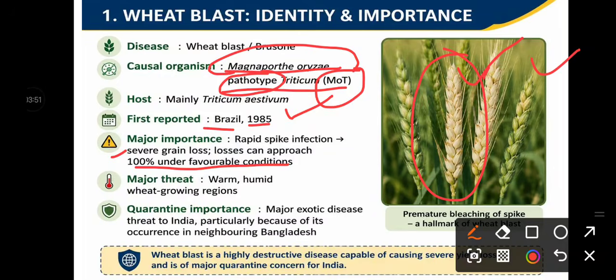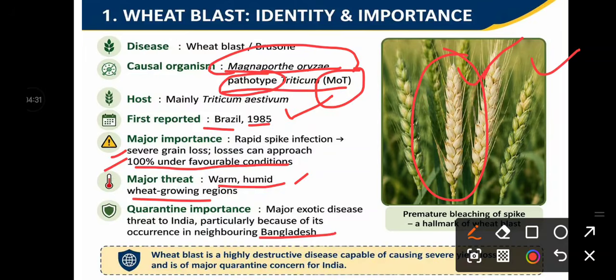So under what favorable condition may this 100% loss occur? In warm and humid wheat growing regions. Warm and humid conditions are favorable for this disease, and it is of quarantine importance. It is a major exotic disease threat of wheat to India, particularly because of its occurrence in neighboring Bangladesh.